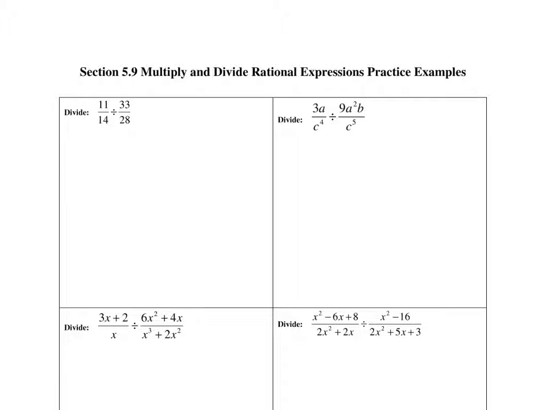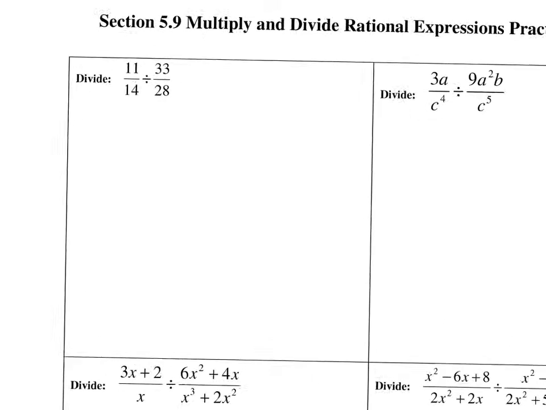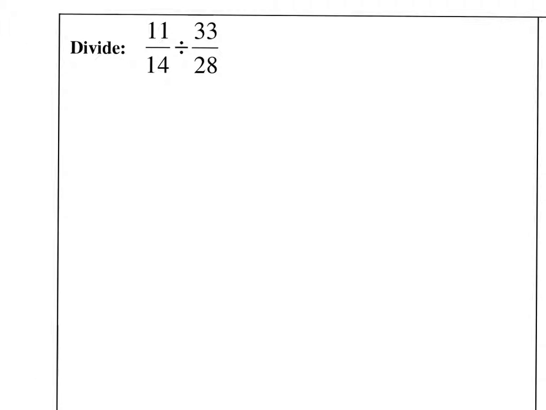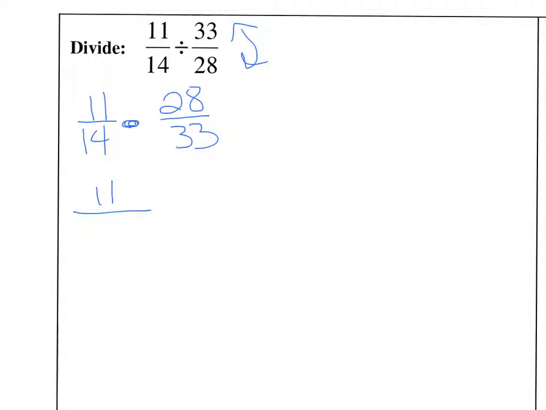On this page, we have 4 examples, practice problems for divide. So the only difference between multiply and divide is the rule for fractions. Keep the first fraction, change divide to multiply, and flip the second fraction. And then we proceed as we did before. And I'm going to use prime factors on this example. 11 is prime, 14 is 2 times 7. 28 is 2 times 2 times 7, 4 times 7, and 33 is 3 times 11.